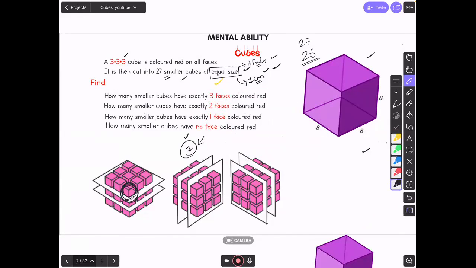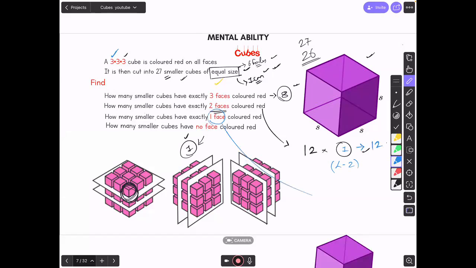Three faces colored red, what will the answer always be? 8, because they are always there on corners. Two faces colored red, where do you get them? On edges. 12 edges are there. The question is how many per edge? That is given by the formula length of the edge minus 2. So 3 minus 2, 1. Length of the edge is 3 centimeter. So 1 per edge, 12 into 1, answer is 12.